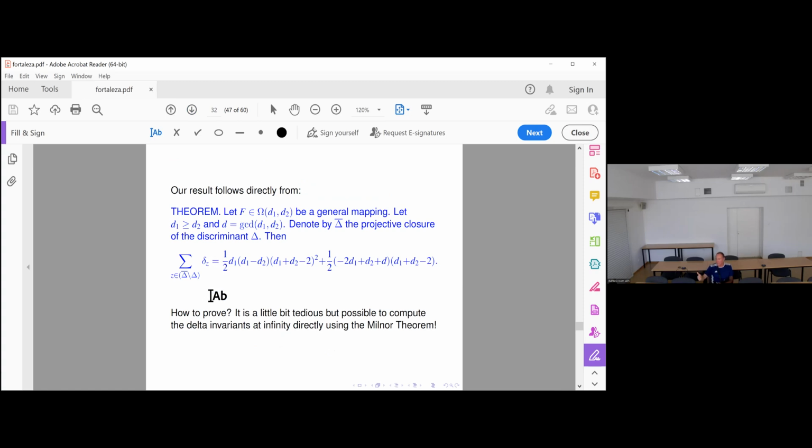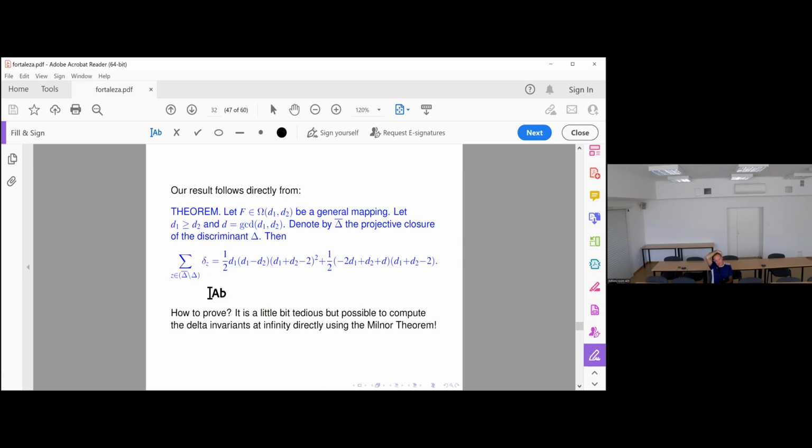Because the curve has, we know the number of cusps. If we compute this, we know the number of delta invariants at infinity, and the remaining part is only the number of folds. Oh, probably it should also be folds here. I'm sorry. Because here are all points, also folds. And how to prove this for folds at infinity?